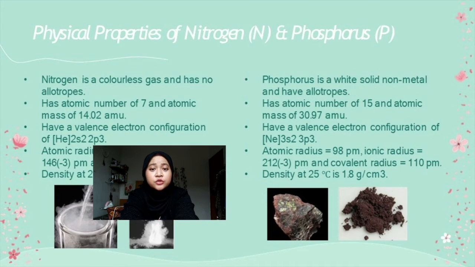This is because as you go down Group 15, the atomic mass will increase. Next, phosphorus has a valence electron configuration of 3s2 3p3, where the atomic radius is 98 pm, while the ionic radius is 212 pm for the phosphorus negative 3 ion and covalent radius of 110 pm. Lastly, the density of phosphorus at 25 degrees Celsius is 1.8 gram per centimeter cubed.